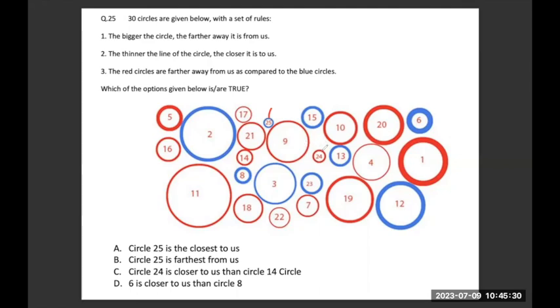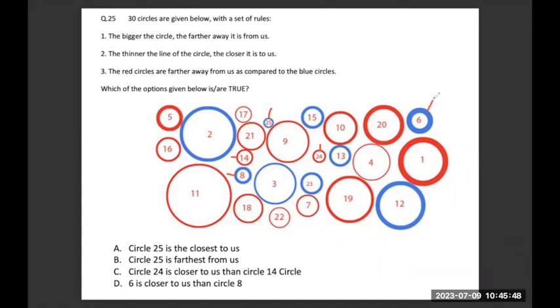25. This is 24. This is 14. Where is 14? 14 is here. 6 and 8. 8 is here. And 6. Where is 6?